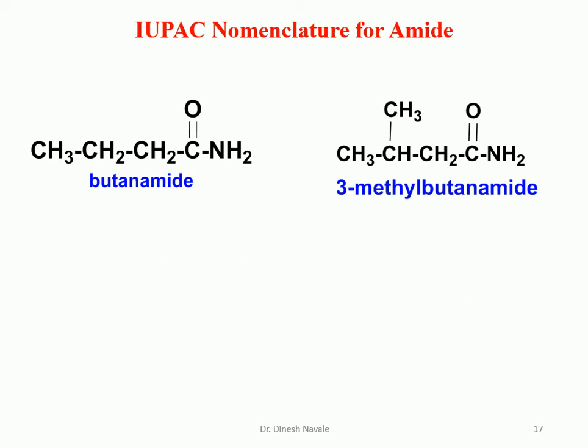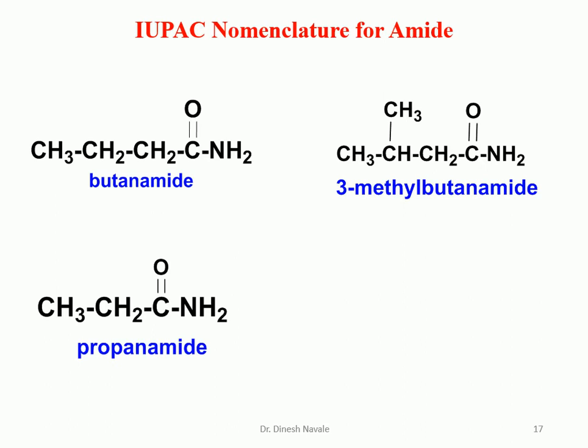Next, carbon number 1, 2, 3, 4. So it is again butanamide, and there is a substituent present at carbon number 3. So it is 3-methylbutanamide, which will be the IUPAC nomenclature of this structure.